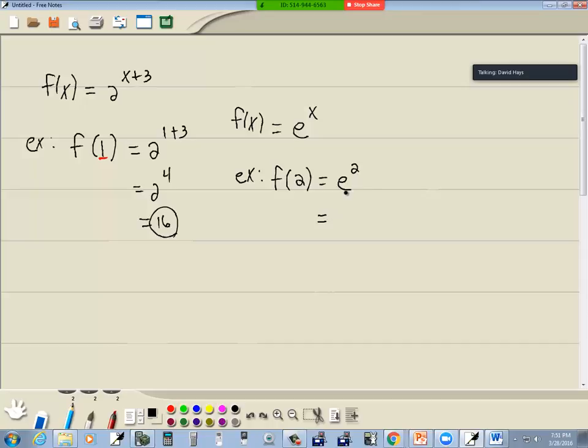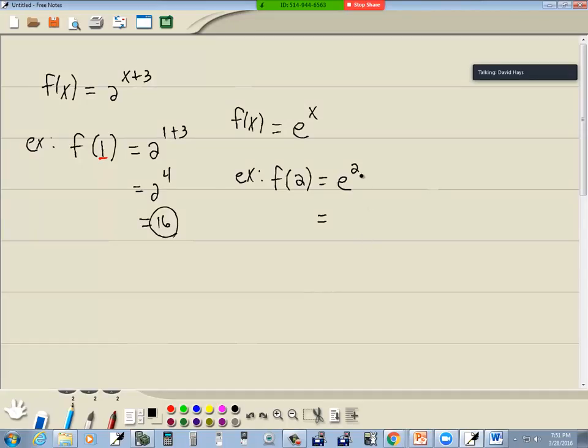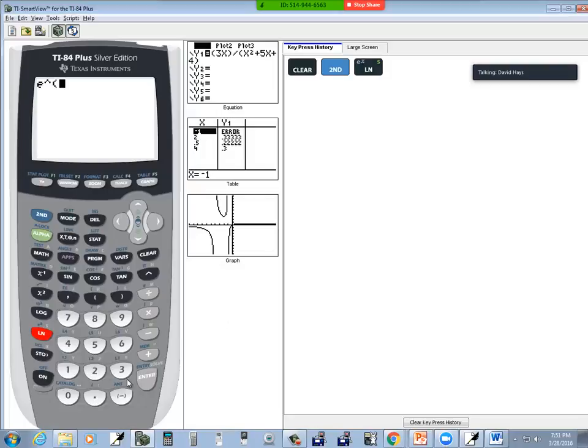Now e is a number like pi. It's equal to 2.7, a bunch of decimal places. How you get e on your TI-83, TI-84 calculator, different calculators have different ways of getting this, but all of them should have it in some form. To get e, you do the second button, and then you push the ln button, and that accesses the e above it. You notice on mine it says e caret beginning parentheses, and then we're putting a 2 in. And then enter. And it gives us, I'll take it to 2 decimal places, 7.39.